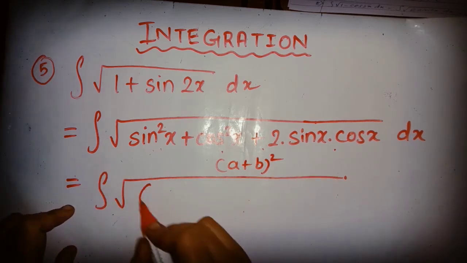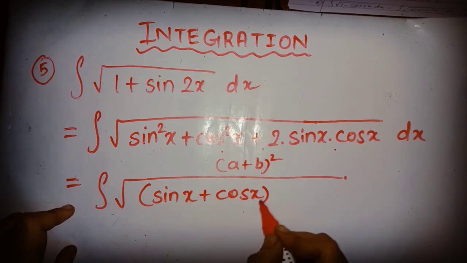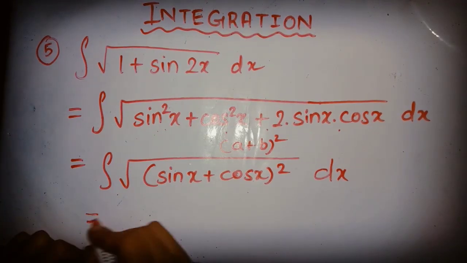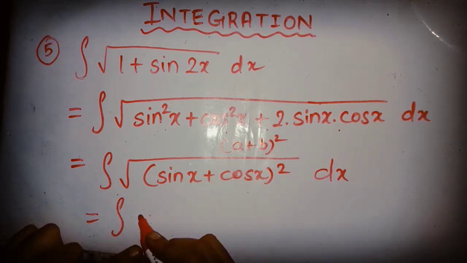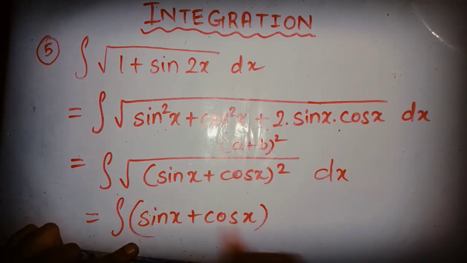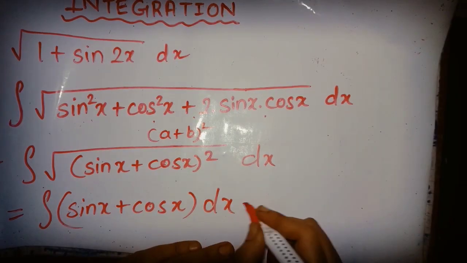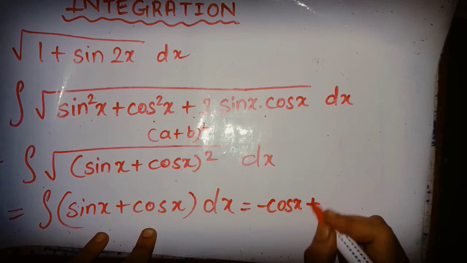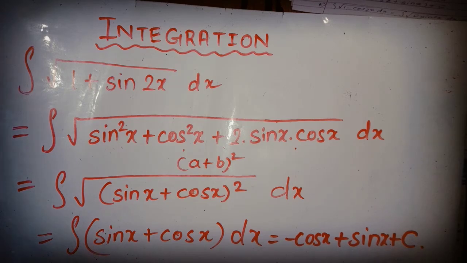So integral of root of sin x plus cos x the whole square dx, where a and b are sin and cos. Taking the root and this square, you will get integral of sin x plus cos x dx. So integral of sin is minus cos, and integral of cos is sin, plus c.